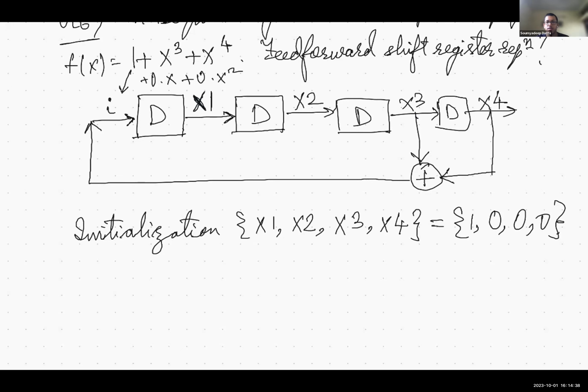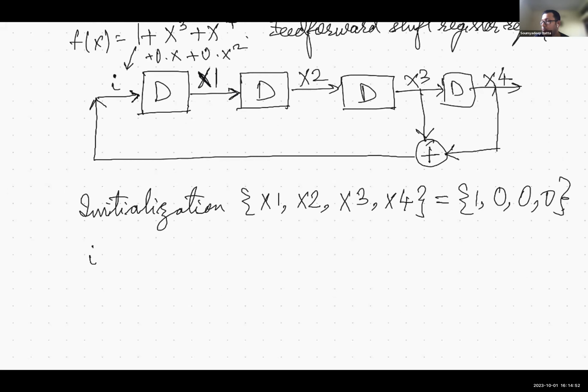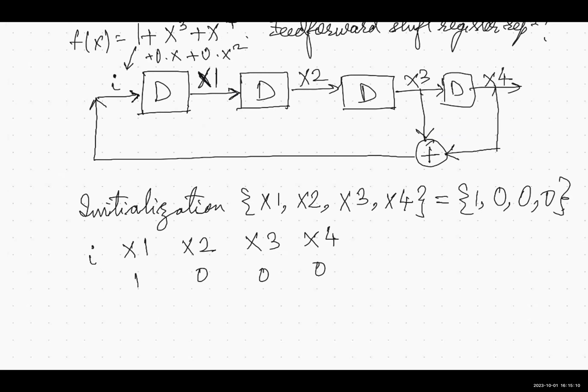For this, you need to draw a table like this: I, x1, x2, x3, x4. So what is the initialization? 1, 0, 0, 0. And then there is an output. So the question here is, what is the sequence being generated? The sequence you are gathering from the output, which is the same as x4. So whatever x4s you are getting is your sequence.